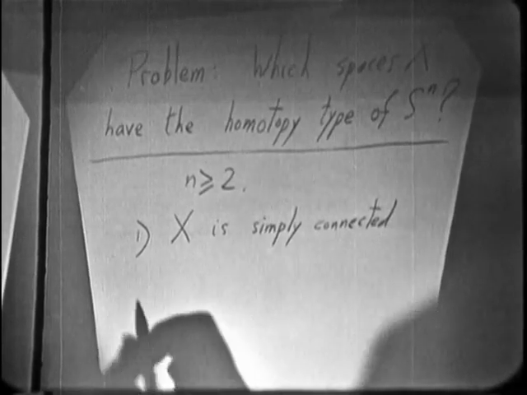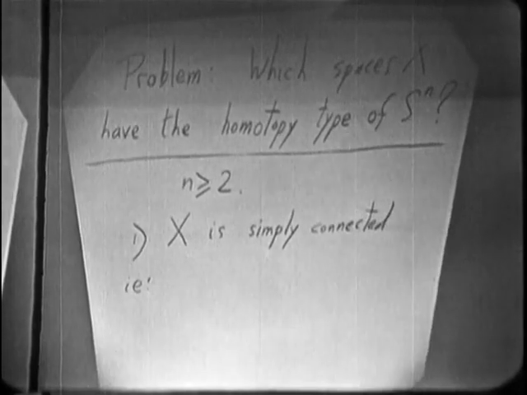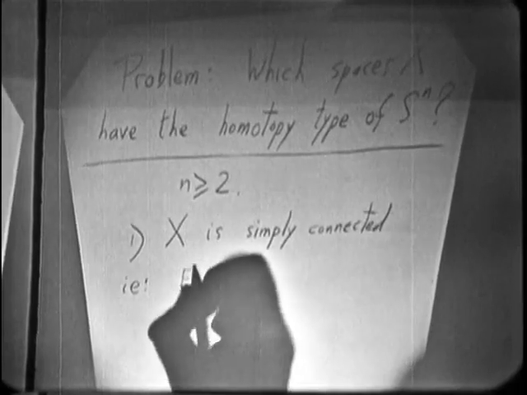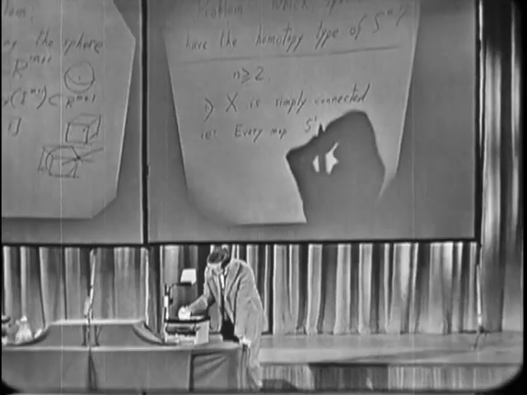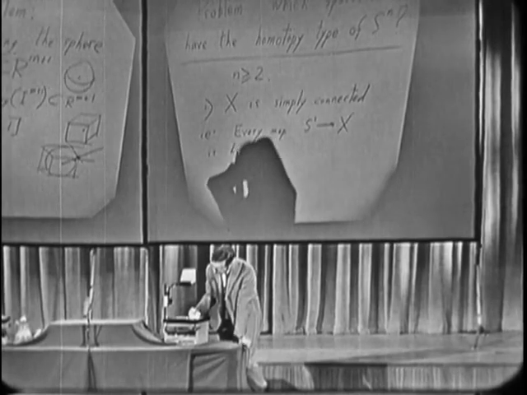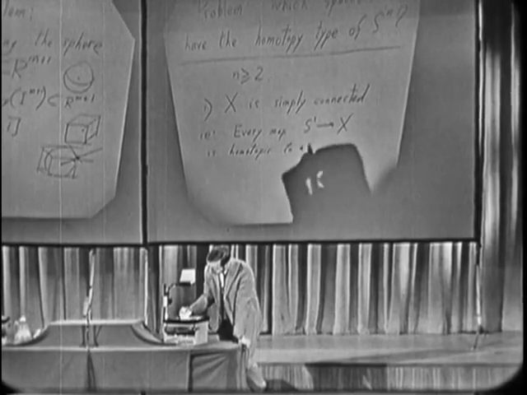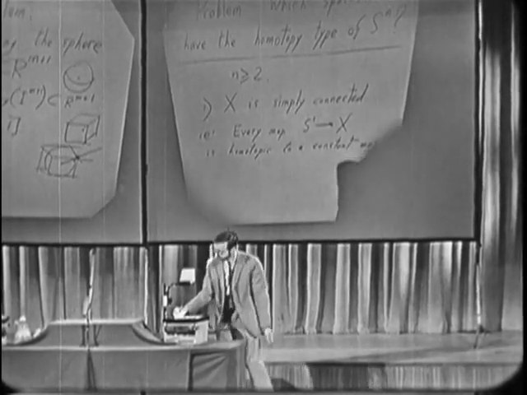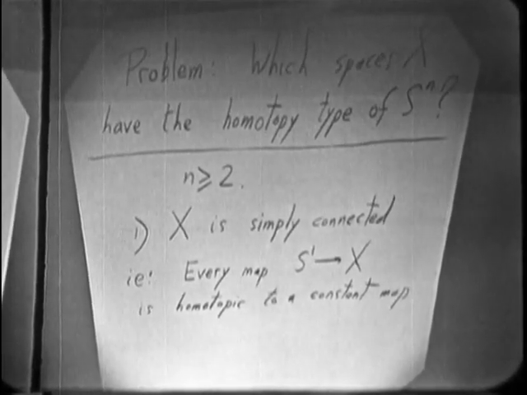What does it mean to be simply connected? That means that every mapping from the sphere S^1 into X is homotopic to a constant mapping. There's an alternative definition in terms of the concept of covering space: X doesn't have any covering spaces which are non-trivial.